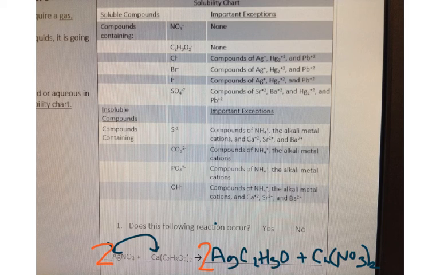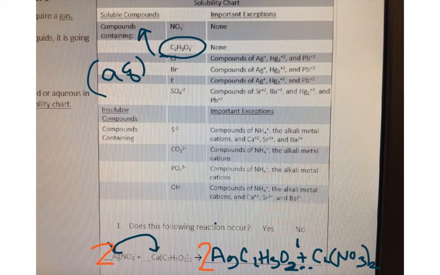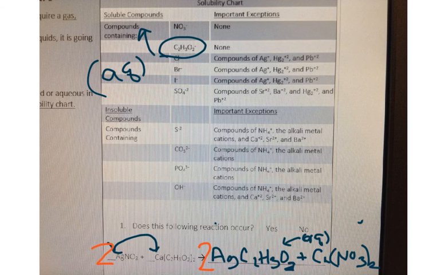So I'm going to look at AgC2H3O2, or silver acetate. Oops, that should be a 2. So I'm going to look at my acetate. Acetates, as I look at it, are always going to be soluble. So that means that they are going to be aqueous, and in this case there are no exceptions. So I am going to label this, and you do it as a subscript, which I can't do with this pen. You're going to put AQ as a subscript right next to that 2 of the acetate, saying that this is going to be an aqueous solution.